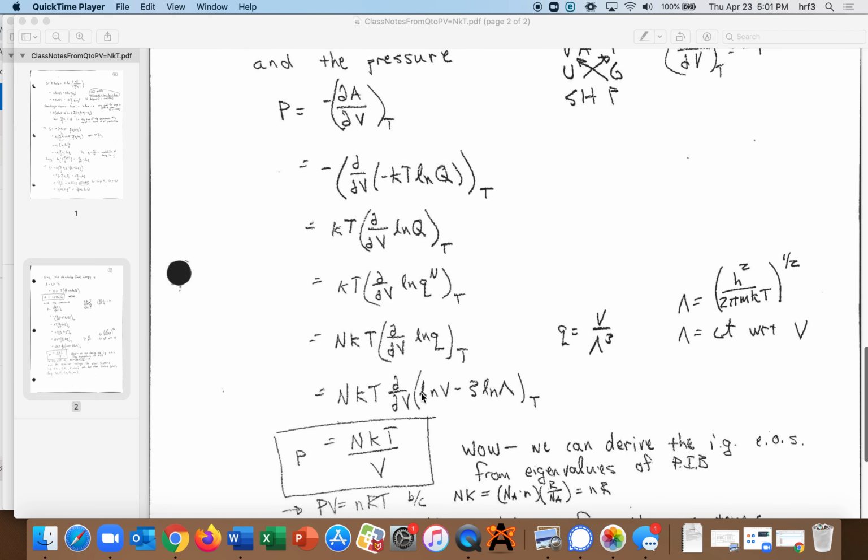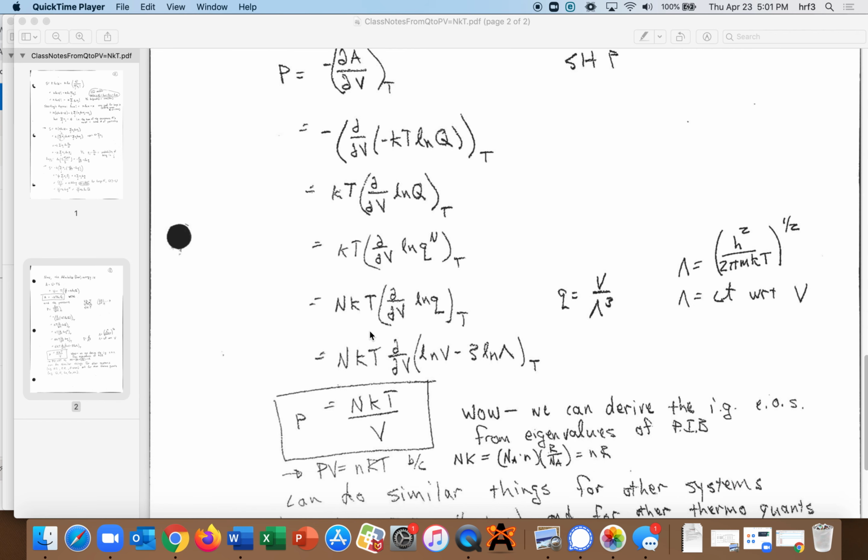So if I substitute this in and I break it out because I'm taking the logarithm of this thing, sorry, it's a constant with respect to V. So d/dV, this term is going to go to 0. So d/dV of the logarithm of V, I get a 1 over V. So I get P is equal to NkT over V. So in other words, PV equals NkT.